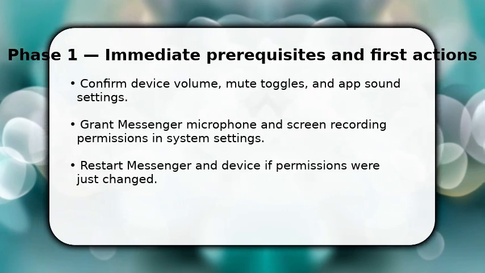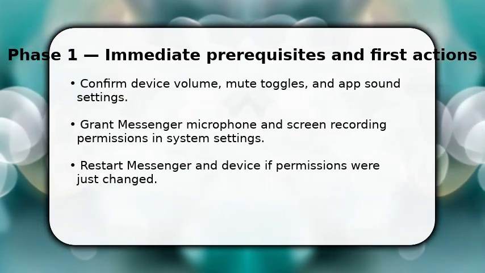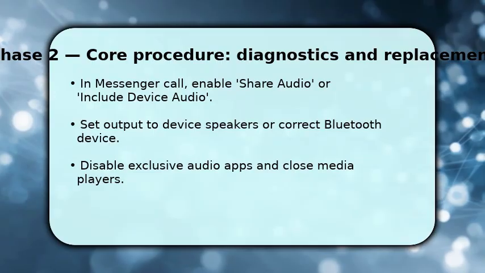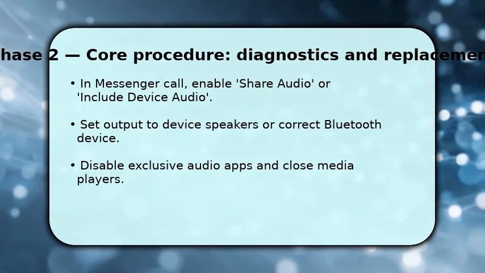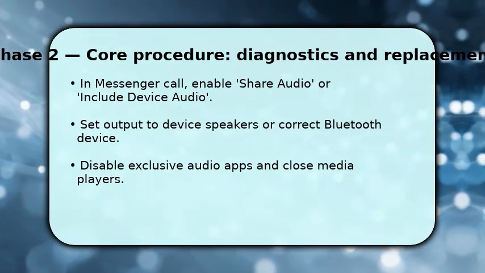Now focus on the exact controls that route sound. In the active Messenger call, choose Share Screen and toggle the Include Device Audio or Share Audio option. This tells Messenger to capture system sounds.